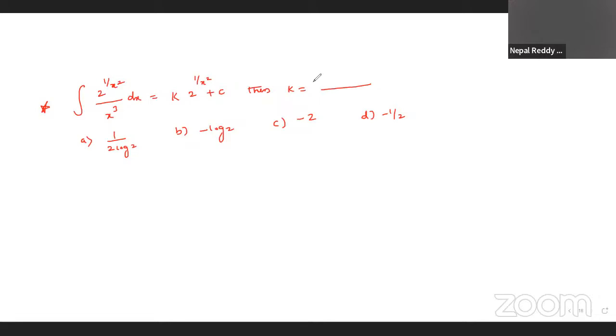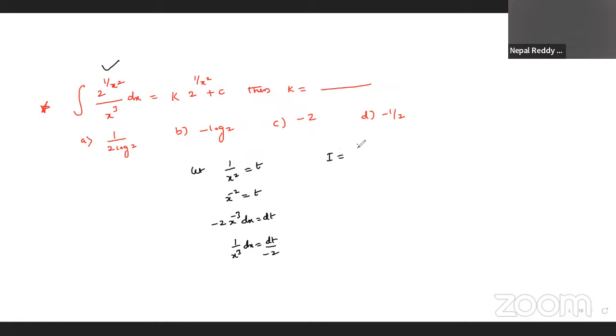Let us see. To solve this, let us suppose 1 by x square equal to t. That is x power minus 2 equal to t. Minus 2 of x power minus 3 into dx equal to dt. That is 1 by x cube into dx equal to dt by minus 2.